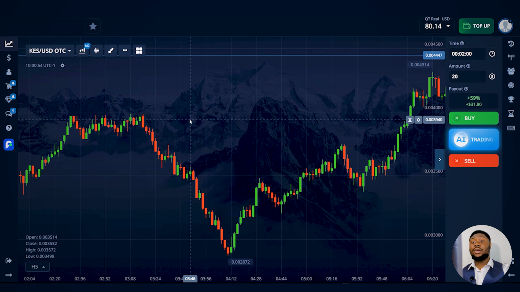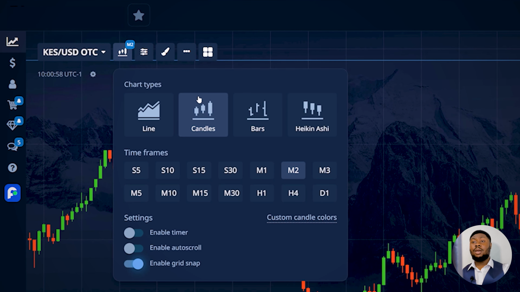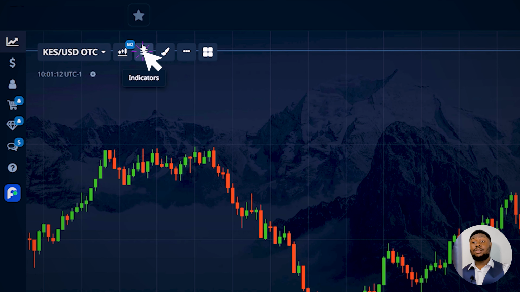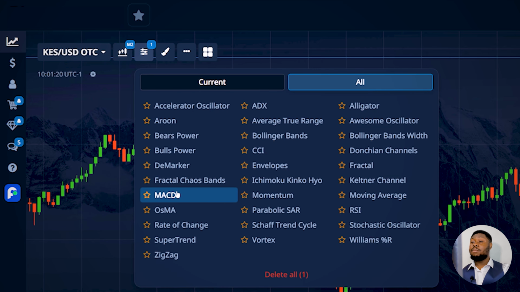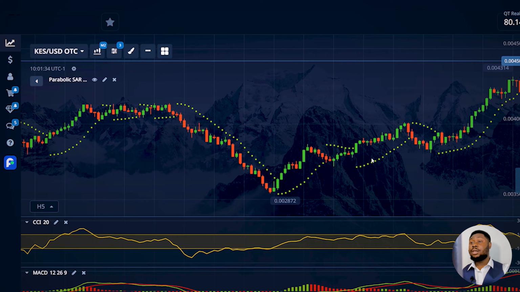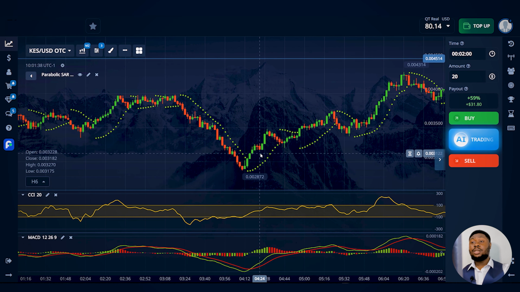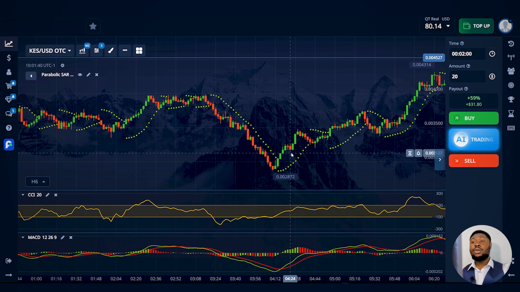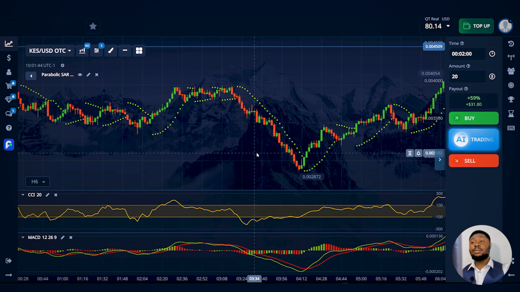Now you need to set up your account to work with this strategy. I'll use the candlestick chart type. The time frame will be 2 minutes. In the indicator section, we will select CCI, MACD, and parabolic SAR. I'll leave the parameters of all indicators standard, unchanged. If you change the time frame or trading time, you will need to adjust the settings. I recommend using my settings.